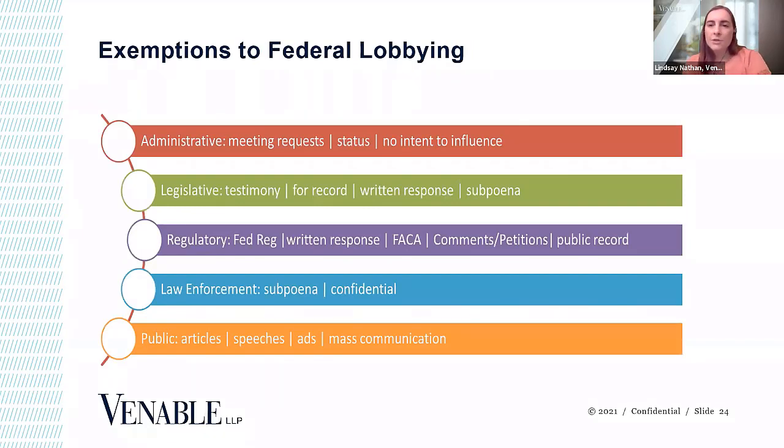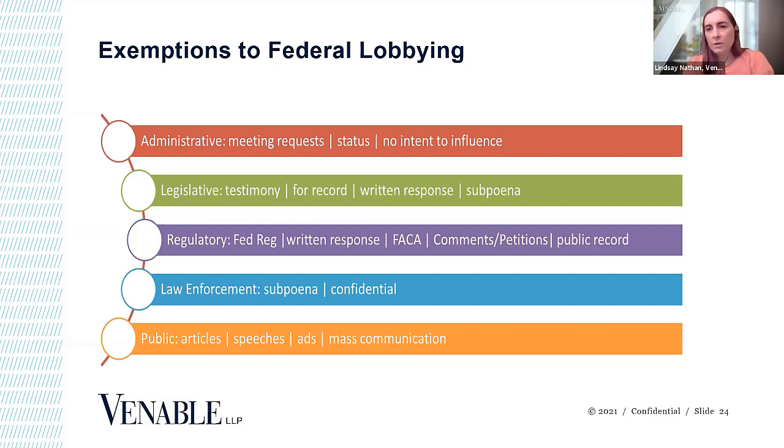There are some specific exemptions to federal lobbying. Even if you're having a conversation with a covered official, if you are having conversations or contacts to accomplish any one of the items on this screen, then those fall into the exemptions and you would not need to capture that activity, and it wouldn't count towards the threshold for having to register as a federal lobbyist. This includes administrative requests. If you're setting up a meeting, that doesn't count. If you are providing legislative testimony, providing comments for the Federal Register, if you've been subpoenaed, or if you're making speeches or doing any kind of mass communication, that activity would not be covered.